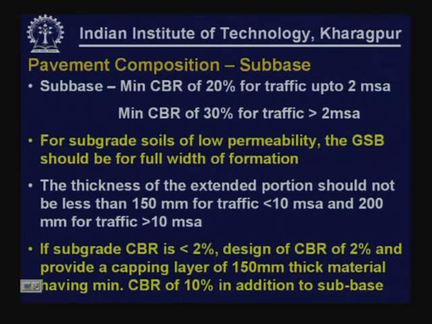The pavement composition that has to be used typically: subgrade should have a minimum CBR of 20% for traffic up to 2 msa. It should have a minimum 30% CBR for traffic greater than 2 msa. For subgrade soils of low permeability, the granular layer should be for full width of formation. The thickness of the extended portion should not be less than 150 millimeters for traffic less than 10 msa and 200 millimeters for traffic more than 10 msa. If the subgrade CBR is less than 2%, the design should be for CBR of 2% and provide a capping layer of 150 millimeters thick material having minimum 10% CBR in addition to the subbase.